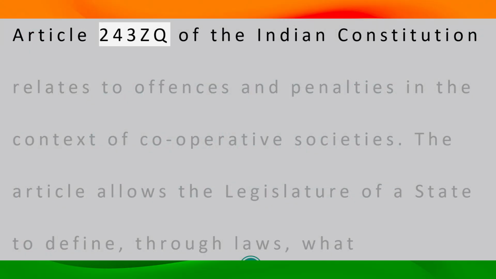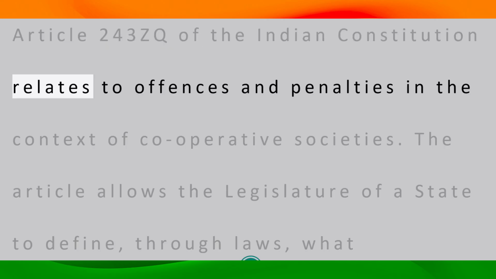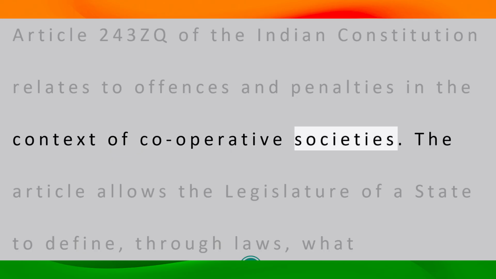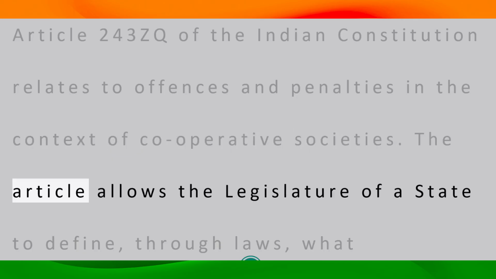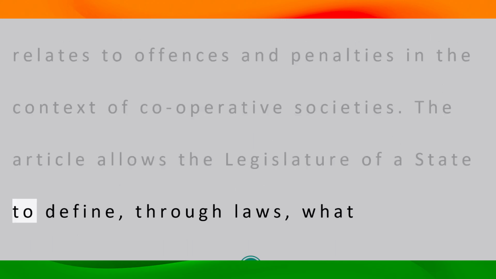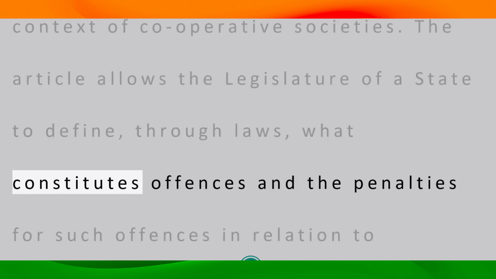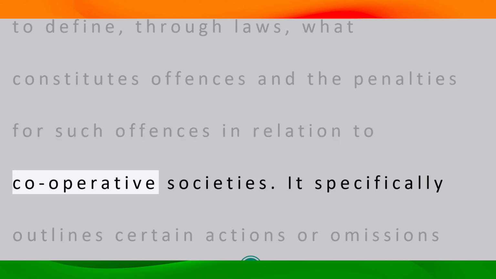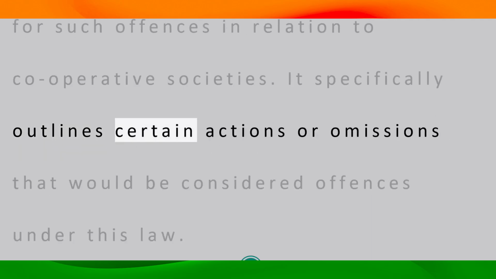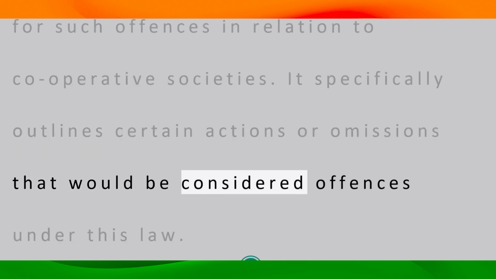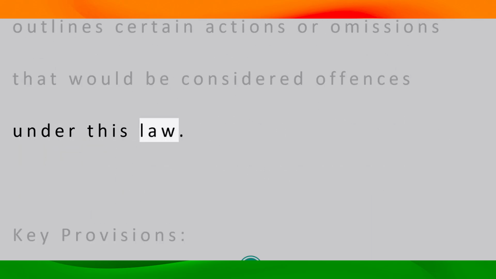Article 243ZQ of the Indian Constitution relates to offences and penalties in the context of cooperative societies. The article allows the legislature of a state to define, through laws, what constitutes offences and the penalties for such offences in relation to cooperative societies. It specifically outlines certain actions or omissions that would be considered offences under this law.